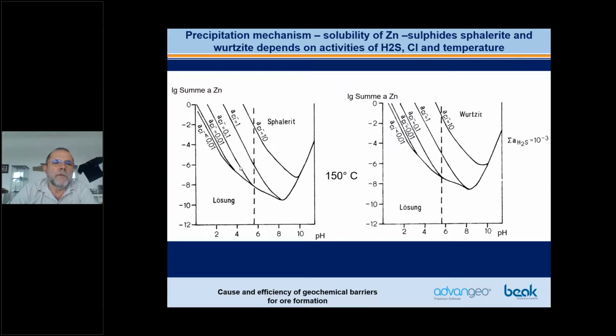So it means if an acid solution carrying sphalerite meets the limestone, it is getting neutralized. It is transforming the limestone into dolomite and losing the sphalerite. So the sphalerite is forming then these reaction rims again.